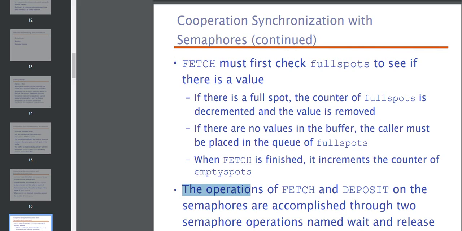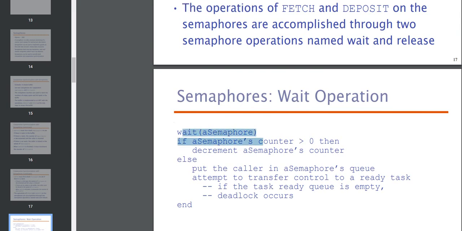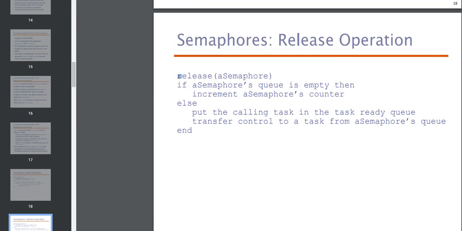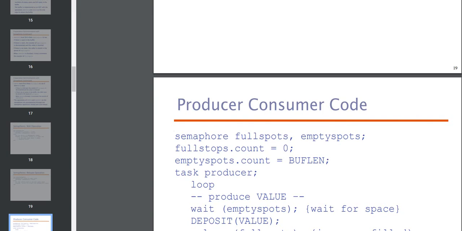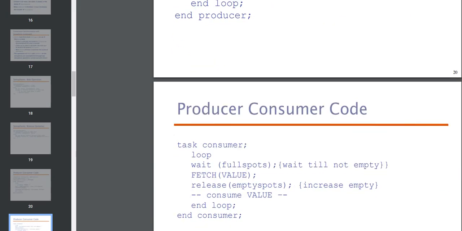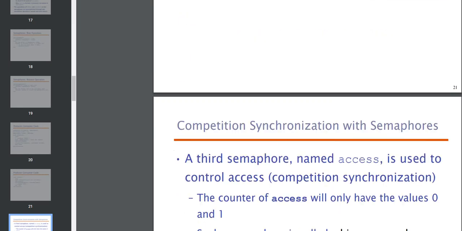The operations of fetch and deposit on the semaphores are accomplished through two semaphore operations named wait and release. You can see the code for the wait operation. Wait semaphore: if the semaphore counter is greater than 0, then decrement the semaphore counter, else put the caller in the queue. Another is release. You can see the code. I will share the slide in the link at the bottom. You can download and read it. Producer consumer code: see the task consumer loop, wait, fetch, release, and loop.